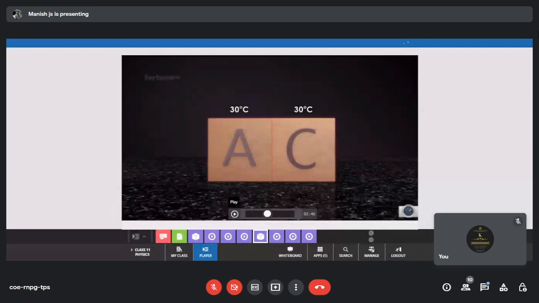So when I combine these two blocks, don't you think they have achieved thermal equilibrium? Yes, they have, because both the blocks have the same temperature. So this is the idea of thermal equilibrium. Okay, so I hope you guys understand. So we'll proceed further. They have achieved thermal equilibrium.